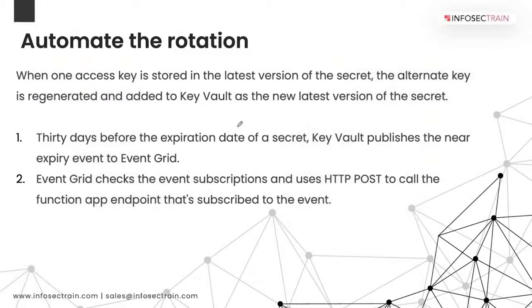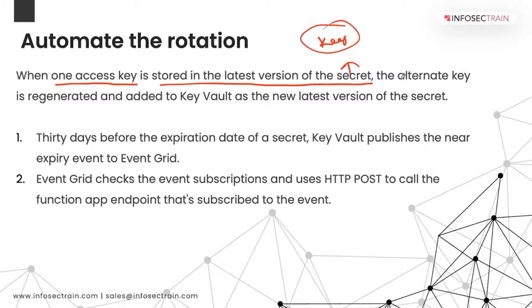So here, when we are talking about automating the rotation, when one access key is stored in the latest version of the secret, meaning this time my secret is my key, the alternate key is regenerated. Same thing that I was talking about: I am storing one key, and another key is being regenerated and added to the key vault as the new latest version of the key.